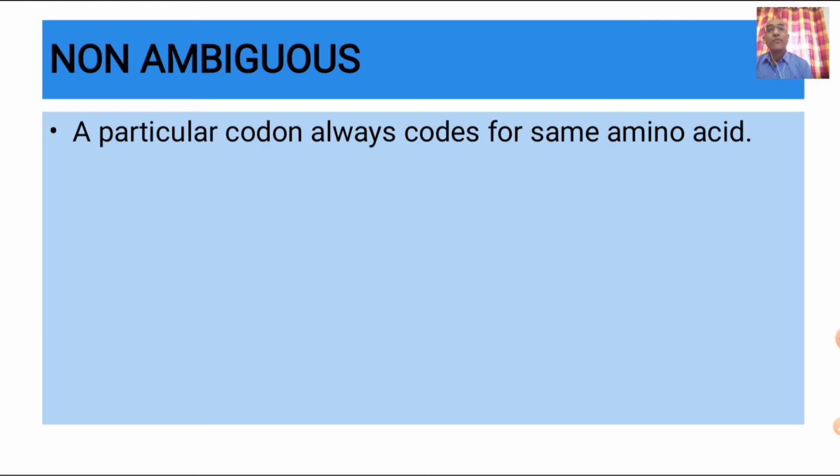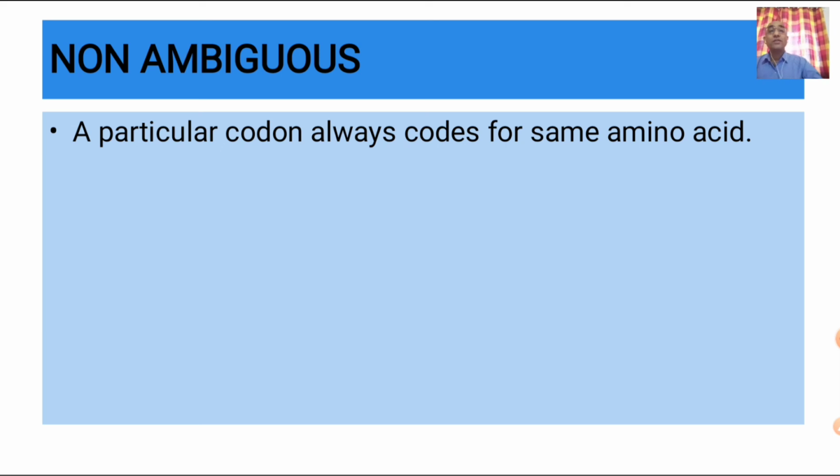If it is the first codon, it will make the methionine amino acid, and even if it is the second, third or fourth codon on mRNA, it will still produce the same amino acid, that is methionine. So this is the non-ambiguous nature of the genetic code. A particular codon always codes for the same amino acid.